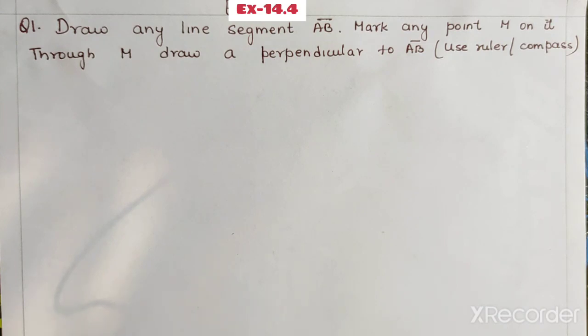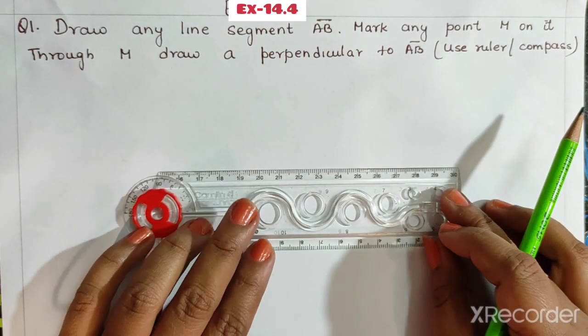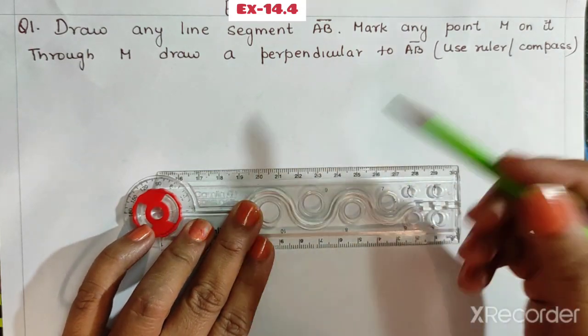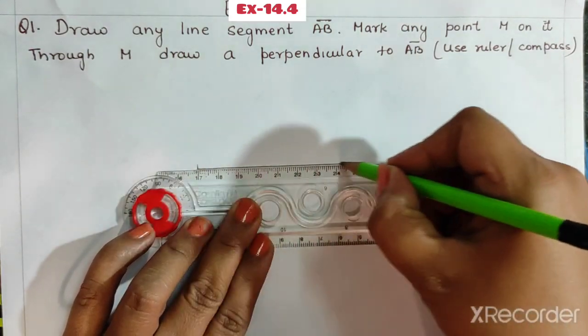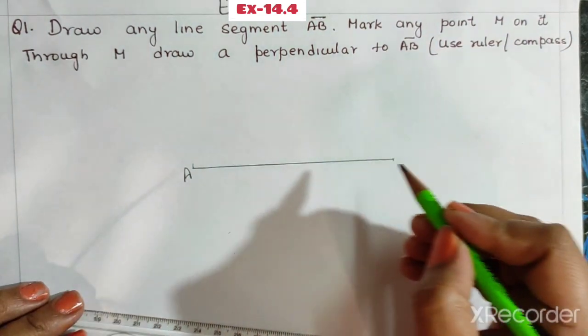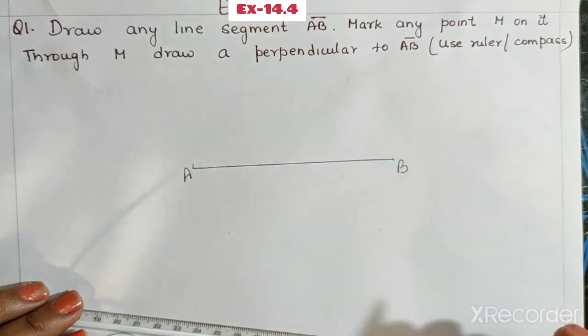It says you have to draw any line segment AB. So first of all, let's draw any line segment AB. Any means no length is given here. So I am going to draw any line segment AB, and we have to give it the name AB.